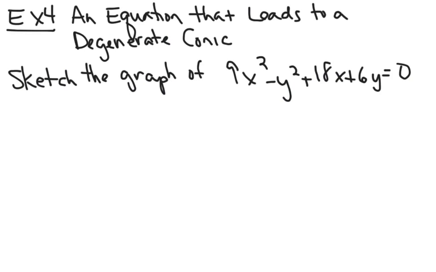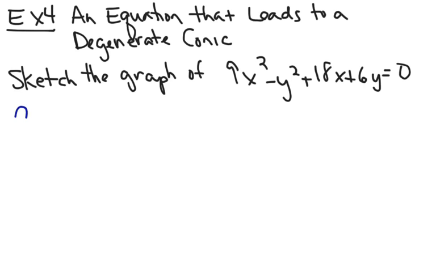A degenerate conic is an equation which appears to be a conic, but when you go to put it in standard form, something doesn't quite work right. So let's look at this equation here, which appears to be a hyperbola. The reason it appears to be a hyperbola is because x squared and y squared have opposite signs. So we're going to go about the process of trying to determine what its standard equation is if I want to try to go and graph it.